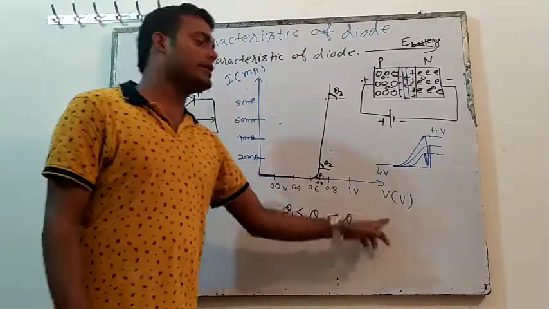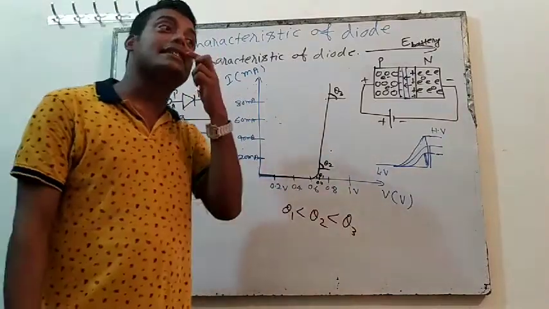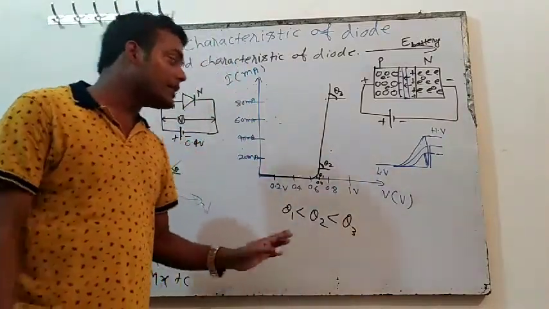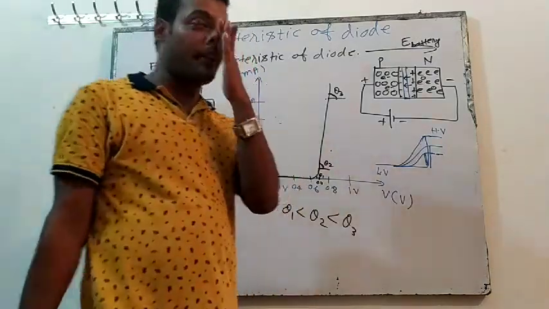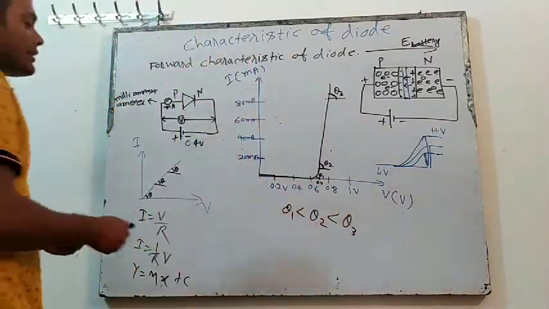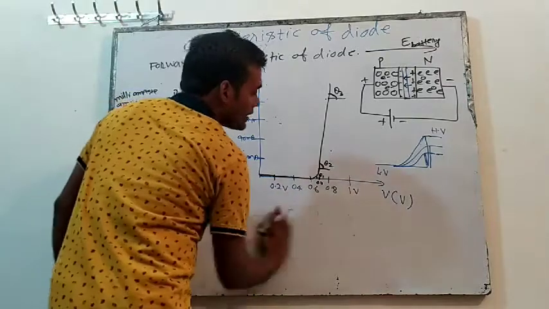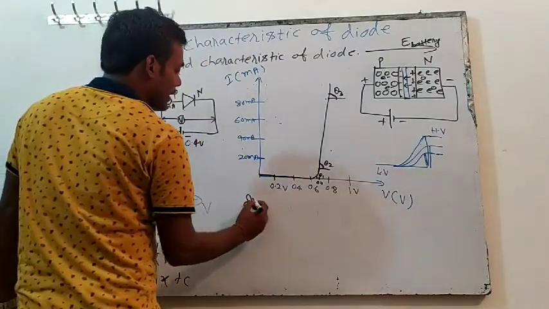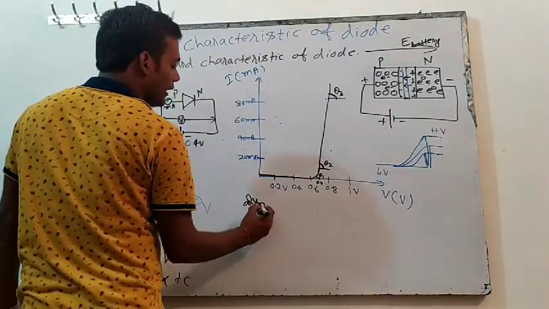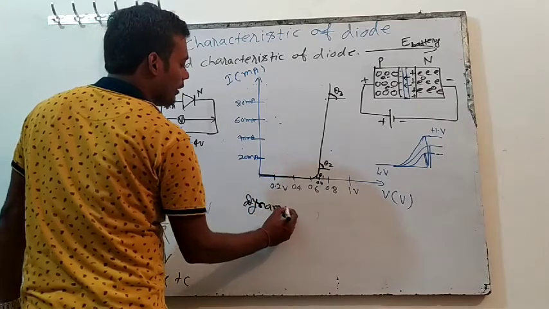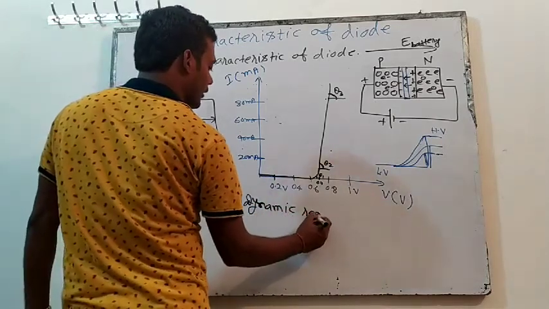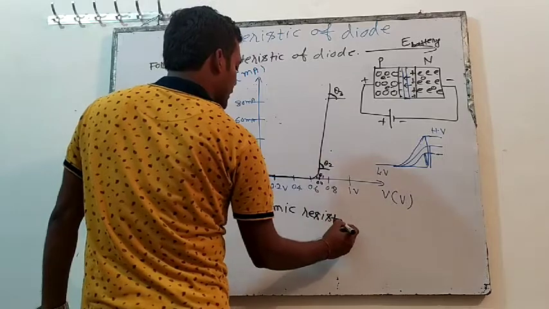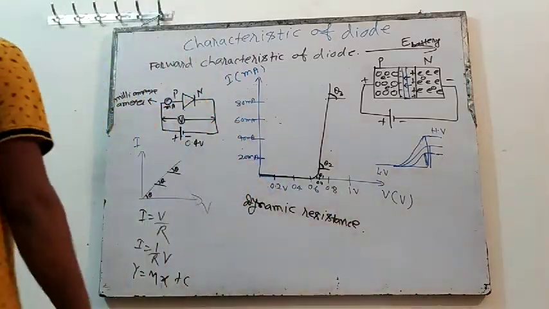Because this is also a current versus voltage graph. So here resistance is changing. That means this is a variable resistance concept, and this is known as dynamic resistance. So here we will calculate dynamic resistance. How will we calculate dynamic resistance?